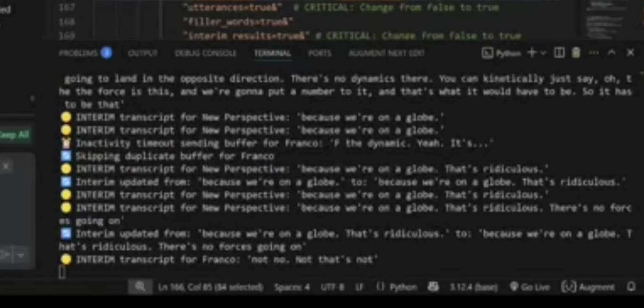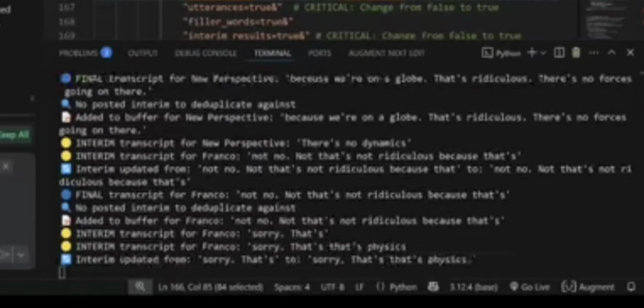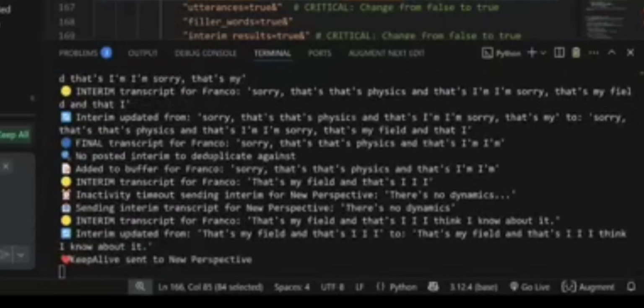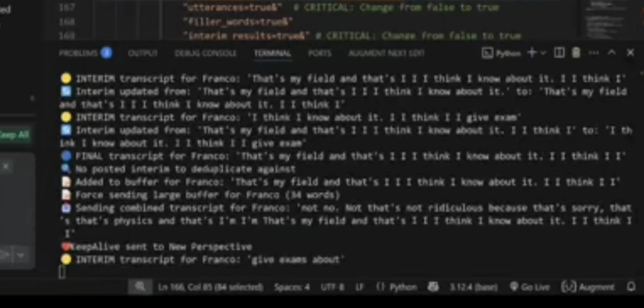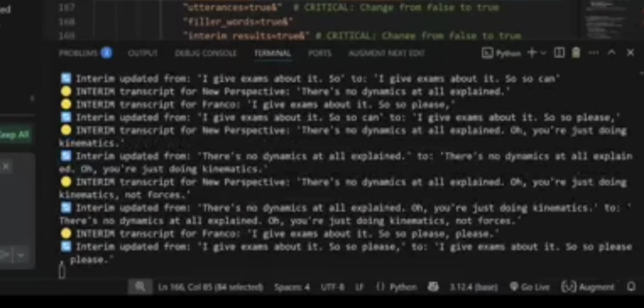No, that's not dynamics at all. That's physics, and I'm sorry, that's my field, and I think I know about it. I think I give exams about it. You're just doing kinematics, not forces. Forces are physical.